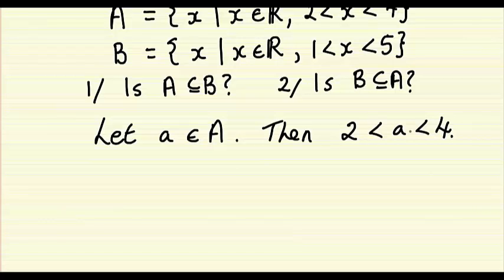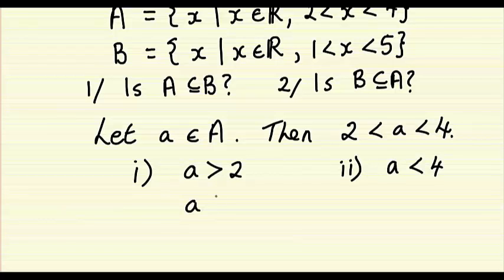Okay, so we'll break this up into two separate parts. So let me just write those down. We have a is greater than 2, and secondly, we have that a is less than 4. Now, if a is greater than 2, what can we say about that? Well, we can also say that a is greater than 1. And if a is less than 4, what else can we say about a? Well, we can say that a is definitely less than 5 in this case as well.